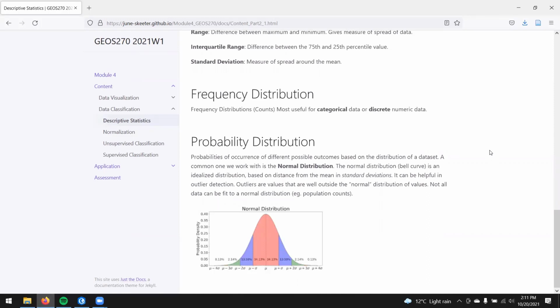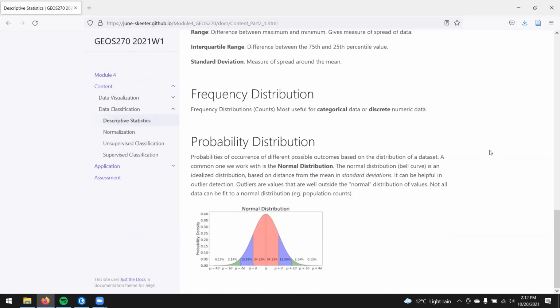Then we've got what's known as frequency distribution. This is more useful for categorical data types. Sometimes it can be used for discrete numeric data, depending. But it's just the distribution of counts within a data set.